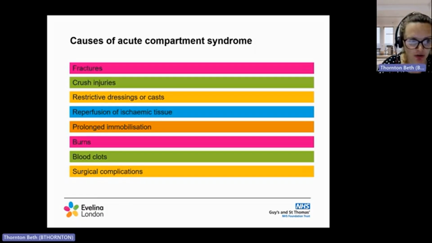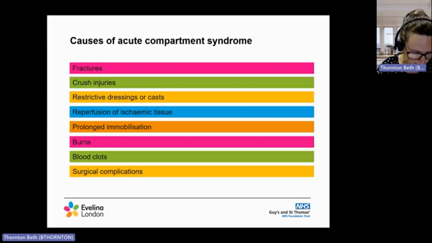If you're treating a fracture with a dressing or a cast, or you're using skin traction, those can increase your risk of compartment syndrome. Reperfusion of ischemic tissue is a risk for compartment syndrome. Prolonged immobilization. Burns, particularly if they cover the whole circumference of a limb, because they will restrict the ability for the skin to stretch with swelling, so they're always a big risk.